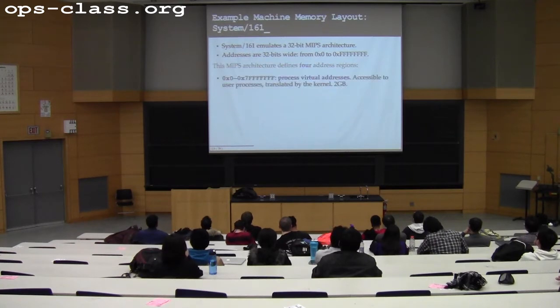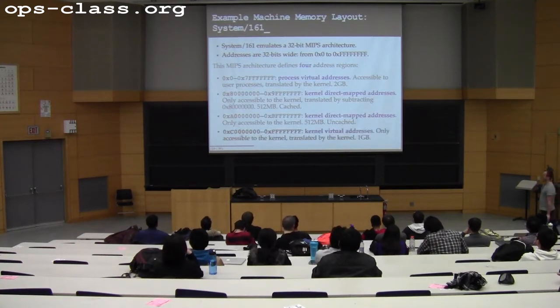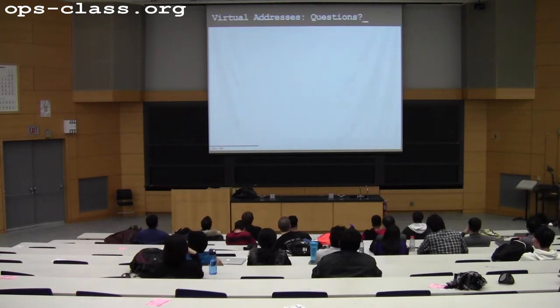I'm not going to go over this in detail. We talked about the MIPS memory map. You guys will come back to this when you do assignment 3, so don't worry. You'll see this again in recitation. Any other questions about virtual addresses before we go on?